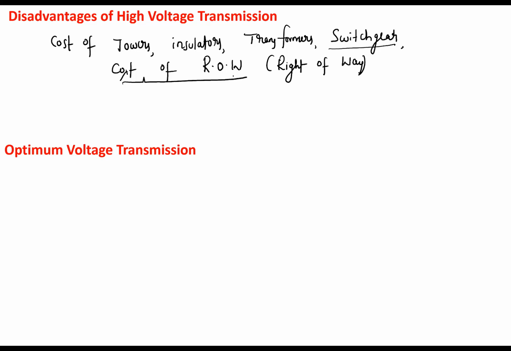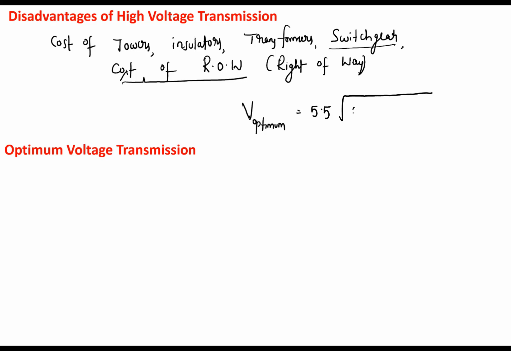So then what is the choice? Our choice boils down to what? All the decisions in any industry, any sector, are eventually made based on economics. Whichever is most cost effective, that configuration we will choose in any system. So what is the optimum voltage of transmission? There is one empirical formula to compute the optimum transmission voltage, just to understand what factors affect the selection of transmission voltage.